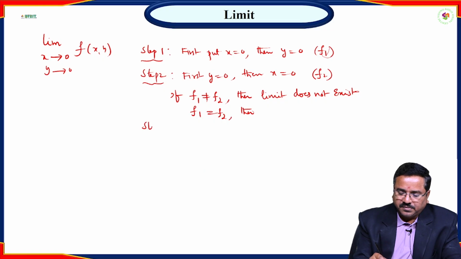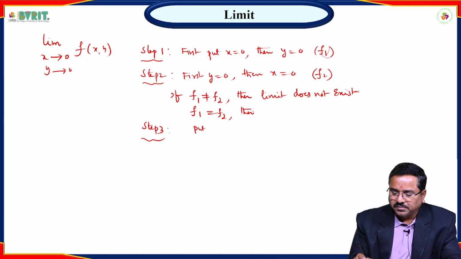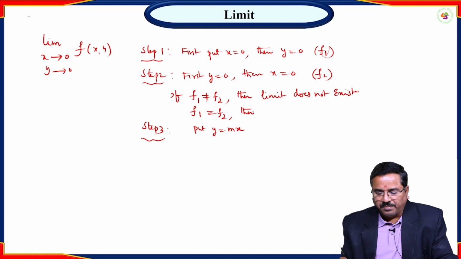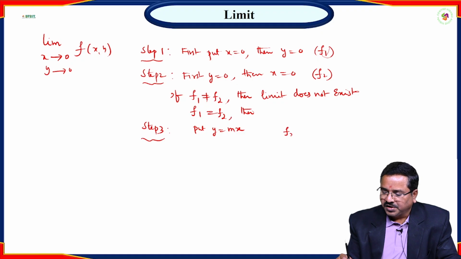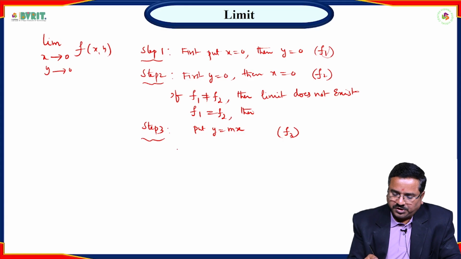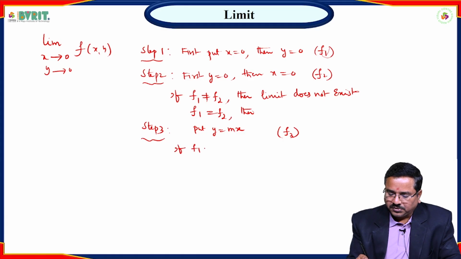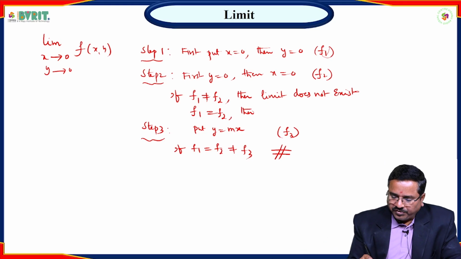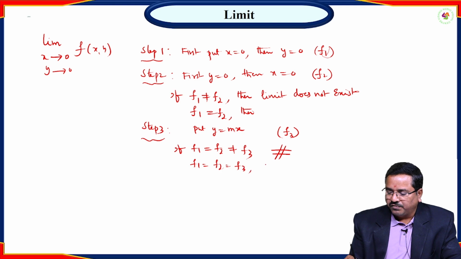Step 3 is: put y equals mx. Along this path you can compute, suppose along y equals mx the value is f3. Here again compare the values of step 1 and step 3. Suppose f1 equals f2 but is not equal to f3, then again the limit does not exist. Suppose f1 equals f2 equals f3, then go for the next step.